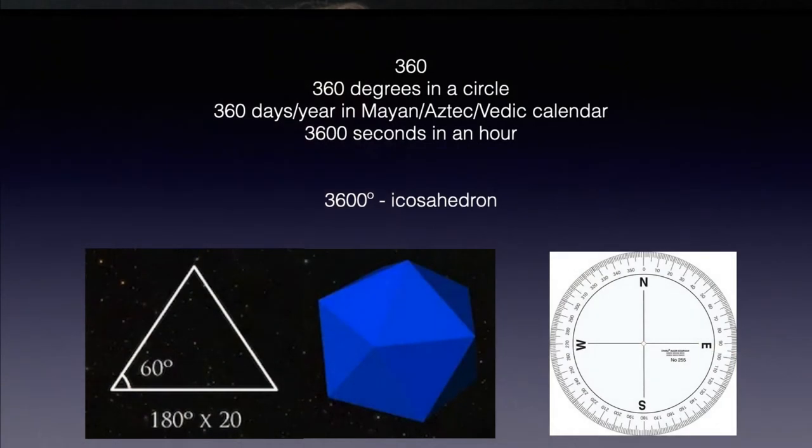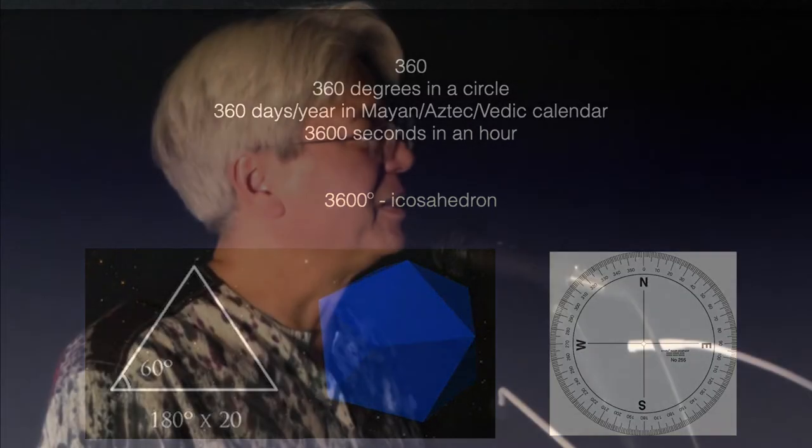360 is the degrees in a circle. If you look at any circle, you'll know that you have 360 degrees, and this is the number that you find in the icosahedron, 3600. Again, we drop the zeros. We have 360 days in a year. Again, we go back to the Mayans. They really knew a lot about cosmology, and it's kind of too bad that we've gotten away from those very ancient calendars, because I think when we went into the Gregorian calendar, it kind of goofed us all up, and we got all off of the natural way of actually living our lives.